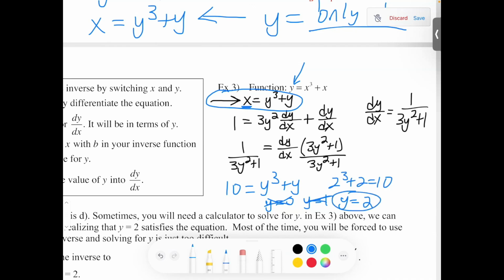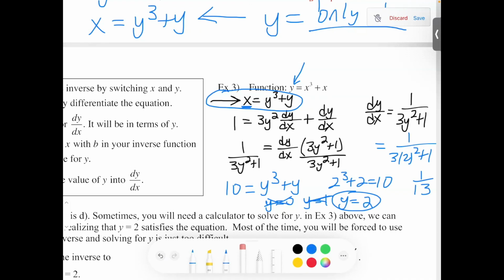So now to find the derivative at x equals 10, we plug 2 into that equation. So that would look something like this: 1 over 3 times 2 squared plus 1, which would be 1 over 12 plus 1, which is 1 over 13. That will be our final answer.